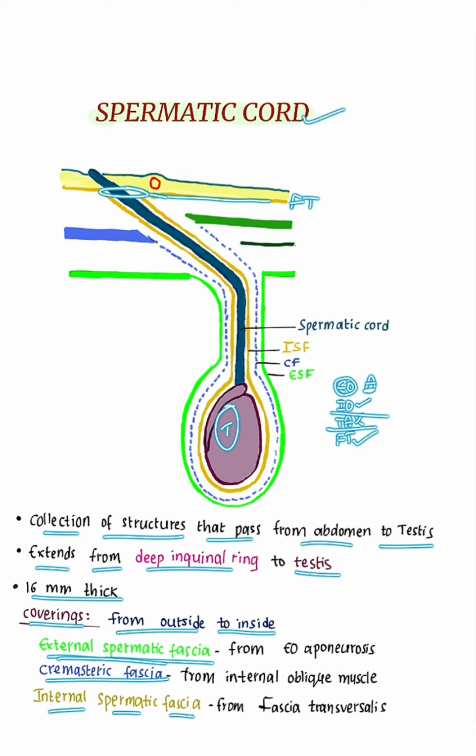External spermatic fascia is derived from external oblique aponeurosis. Cremasteric fascia is derived from internal oblique muscle. Internal spermatic fascia is derived from fascia transversalis.